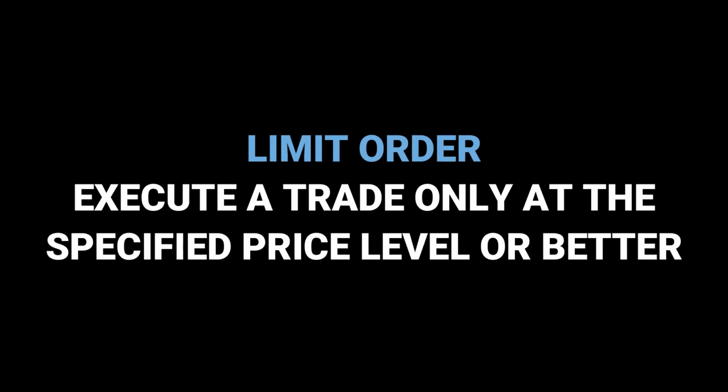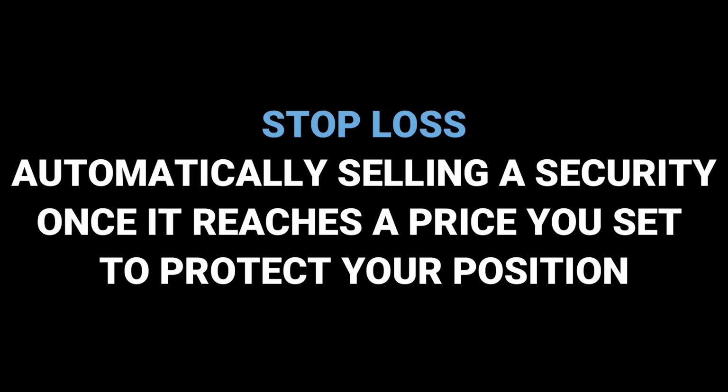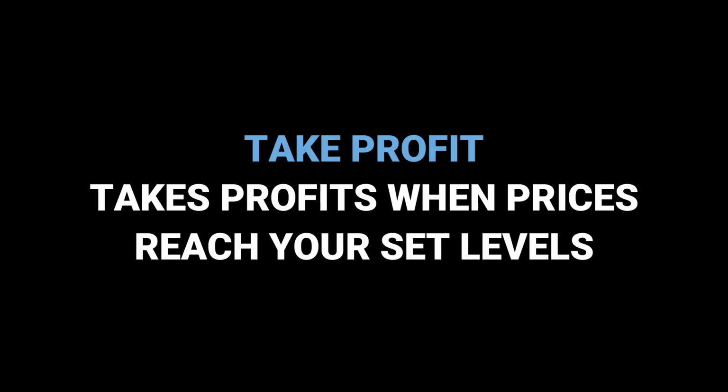Limit orders, just an instruction to execute a trade only at the specified price level or better. Stop loss orders minimize your losses by automatically selling your asset, your security, or whatever, once it reaches a price you set to protect your position. Take profit order, well, it takes profits when price reaches your set levels.